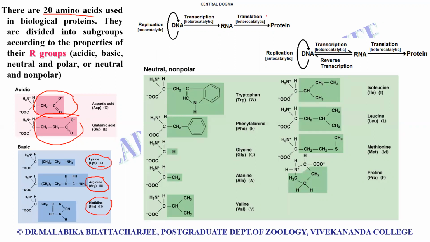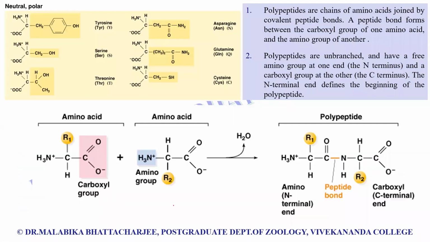This was initially proposed, but later on with the discovery of reverse transcriptase, it was seen that on an RNA template, a DNA can be synthesized, which is known as cDNA or complementary DNA. And so this is the modified central dogma. These concepts are something you already know. Now, how is a polypeptide formed?